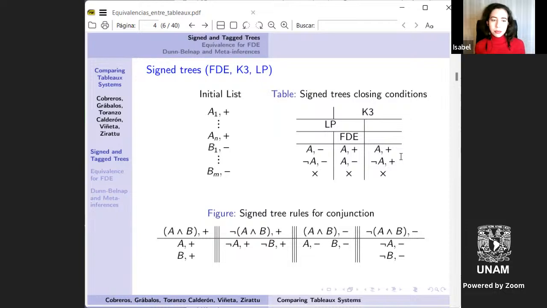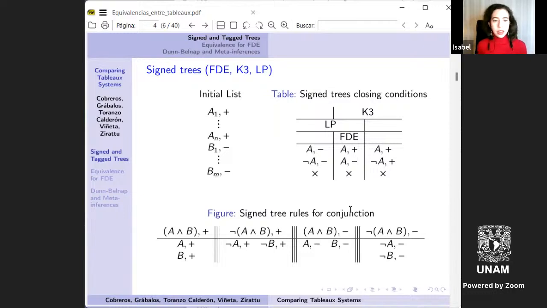As for signed trees, a quick refresher: our initial list has all the premises with an A+ and all the conclusions with an A-, where + means that our premises are related to truth and - that they are not. Then depending on the closing conditions, if we use the pure unadulterated A+ and A-, we get FDE. And if we use, for instance, not A+ and not A-, as in not related to truth and not related to truth, we would get the logic of paradox. If we work on the related and not related to truth side, we will get K3. To build the trees on them, we will use these four rules only as an example. We will need the rules for conjunction, but of course as well for disjunction and negation.